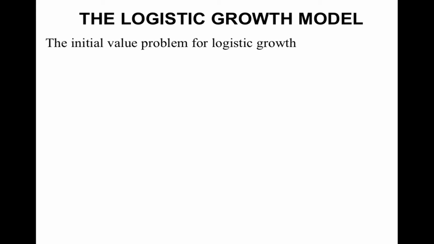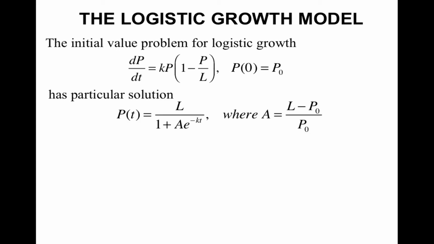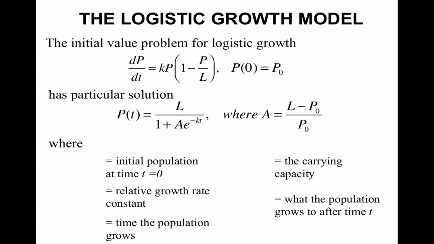So the initial value problem for logistic growth, given the differential equation and a starting population, has a particular solution of P(t) equals L, the carrying capacity, over 1 plus A times e to the negative kt, where A is equal to the carrying capacity minus the initial population all over the initial population. So we have that P naught is our initial population at t equals 0. K is our relative growth rate. T is the time the population grows. L is the carrying capacity. And P(t) is what the population grows to after some time t.